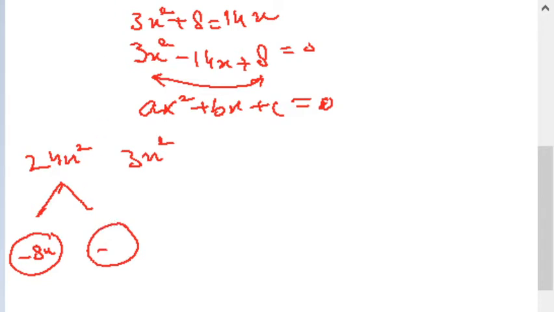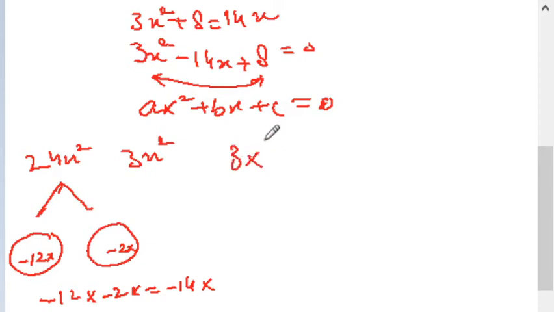Yes, minus 12x and minus 2x. If you add them, minus 12x and minus 2x give you minus 14x, and if you multiply them you get 24x square. Now bring them here, replacing minus 14x with minus 12x and minus 2x. So 3x square minus 12x minus 2x plus 8 equal to 0.